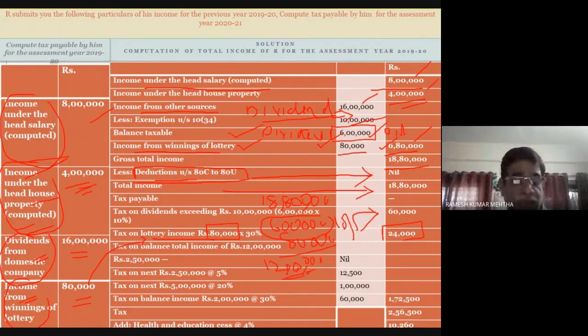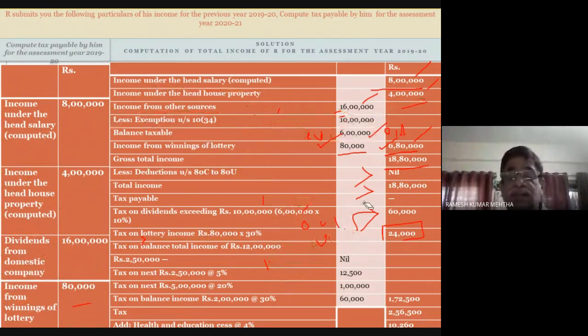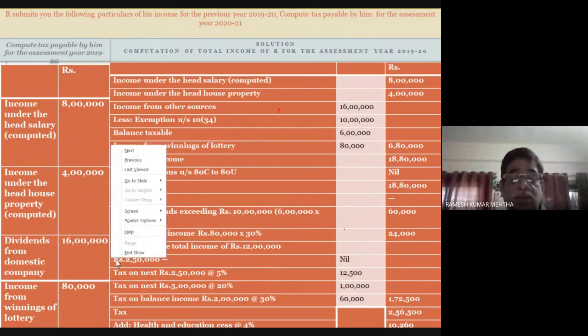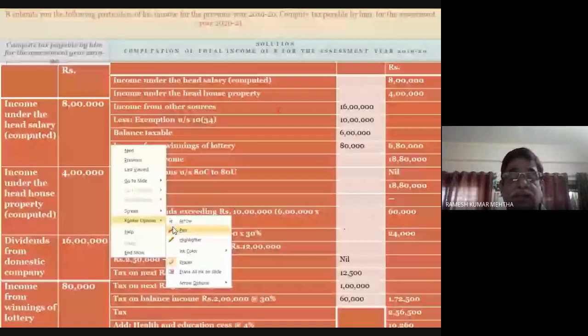Now on this 12 lakh rupees he has to pay tax. Let's see how much tax he is going to pay after doing some calculations as far as this income is concerned. So in this case, his total income is now 12 lakh rupees after deducting 6 lakhs towards dividend income and winnings from lotteries of 80,000 rupees. So let's talk about the computation of tax on this income of 12 lakh rupees.